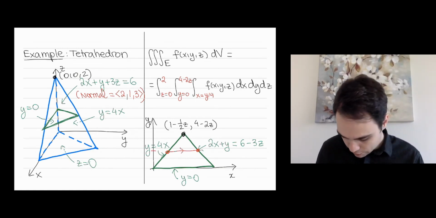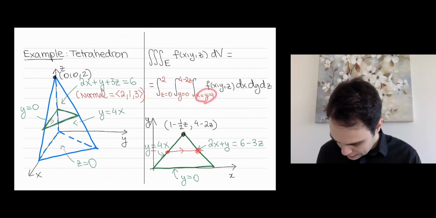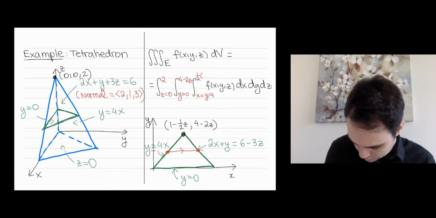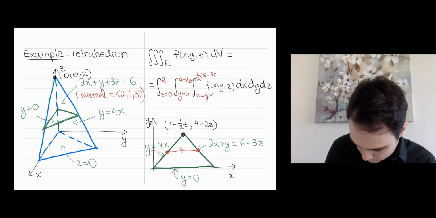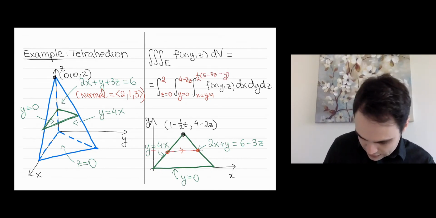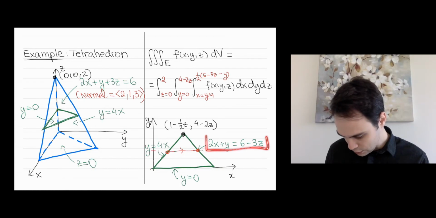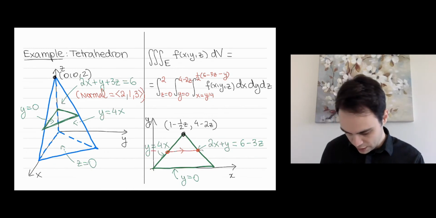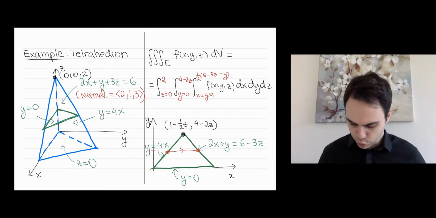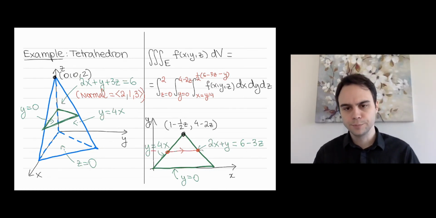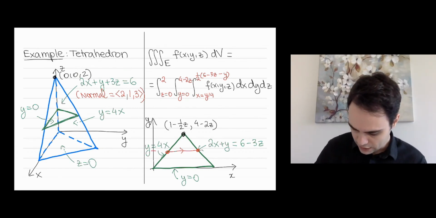Now the upper bound for the innermost integral is the x-coordinate of this point. I get this upper bound by looking: I know that this equation is true at this point. So I just move y to the other side and divide by 2, and then the x-coordinate of that point is a half of 6 minus 3z minus y. And there you go. We were able to set up this integral in the order dx, dy, dz.